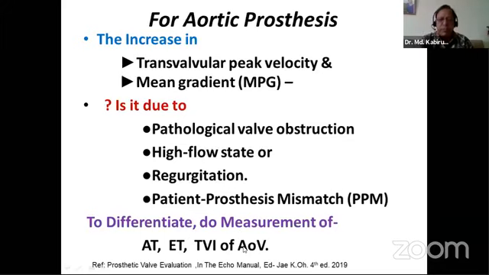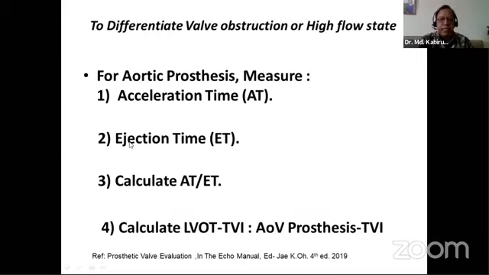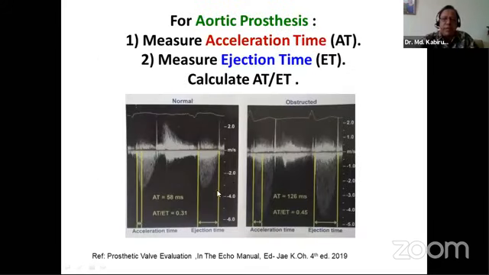What are the other parameters you have to measure? You have to measure the acceleration time and ejection time, calculate the ratio of the two, and then calculate the LVOT VTI and aortic valve prosthesis VTI. This is how to calculate the acceleration time: you measure from the beginning of the spectral image to the peak. Here the acceleration time is 58, and this is the ejection time, from the beginning of the spectral image to the end of the spectral image. Make the ratio. Here the ejection time is 58, and the ratio is 0.3.